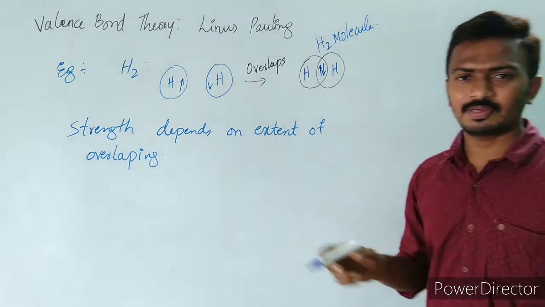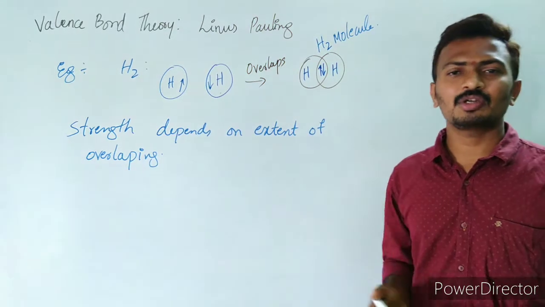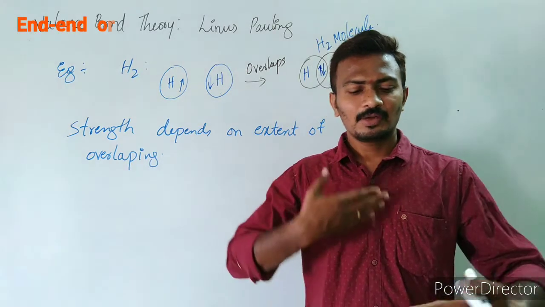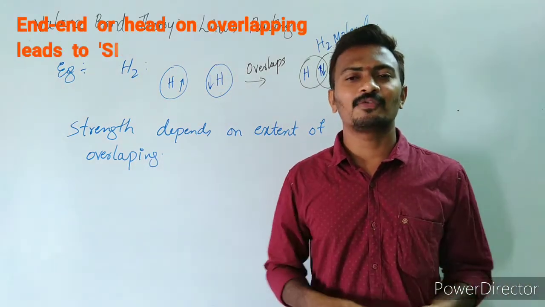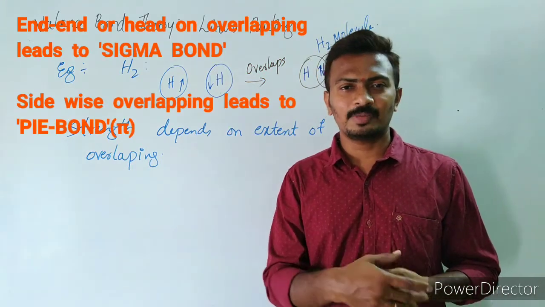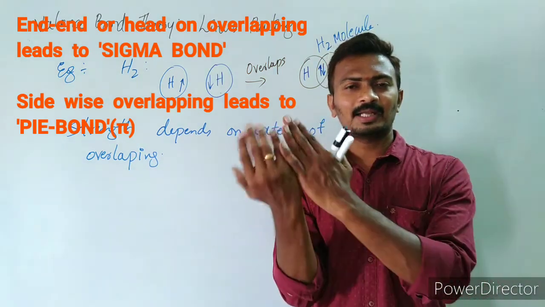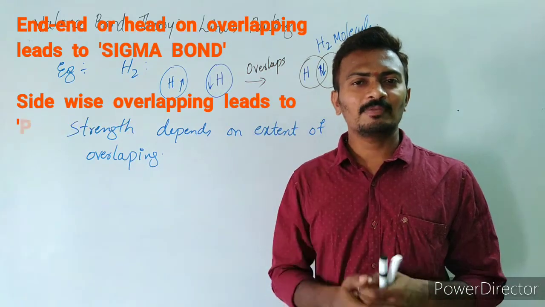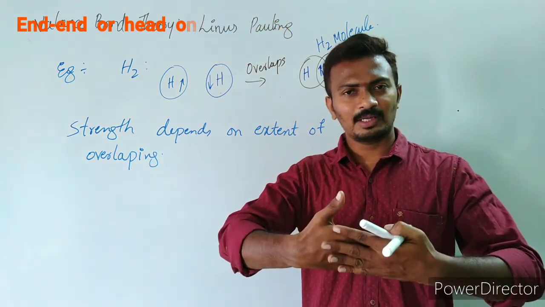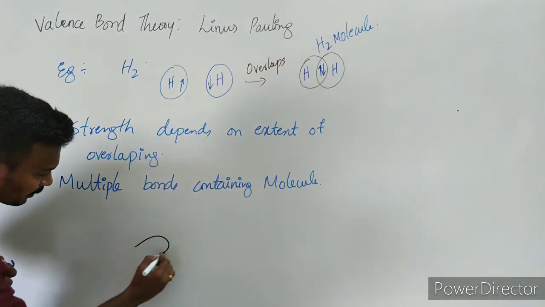This is about a molecule with one bond. If a molecule is with multiple bonds, first the end-on-end overlapping, that is face-to-face overlapping, of valence atomic orbitals occurs, and next the remaining valence atomic orbitals will overlap sideways, that is perpendicular, lateral overlapping. That overlapping will lead to the formation of the next bond, that is the pi bond. This end-on-end overlapping leads to a strong bond, that is the sigma bond.